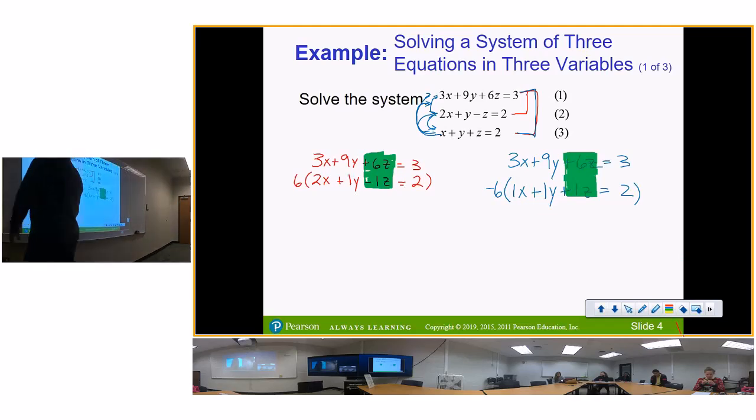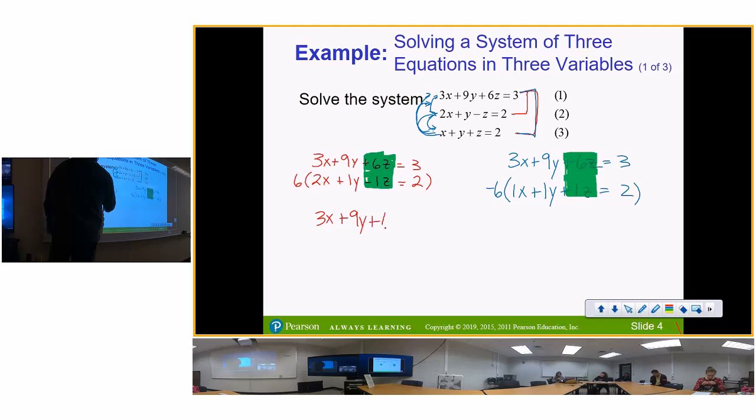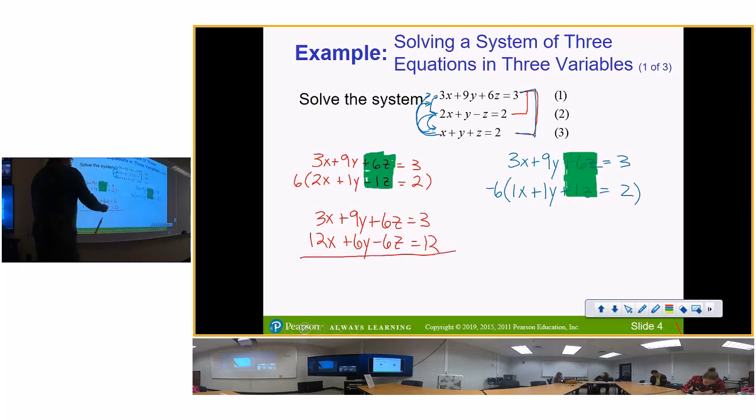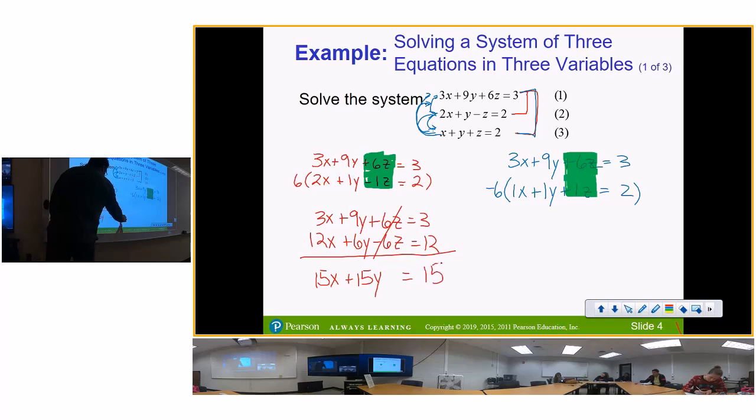So, over here I'm going to get 3x plus 9y plus 6z is equal to 3. And what's the bottom? 12x plus 6y minus 6z equals 12. And what happens? Oh my gosh, the z's cancel out. And you're left with 15x plus what? 15y is equal to 15.